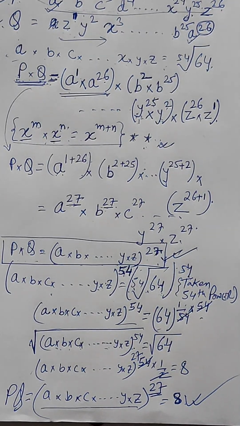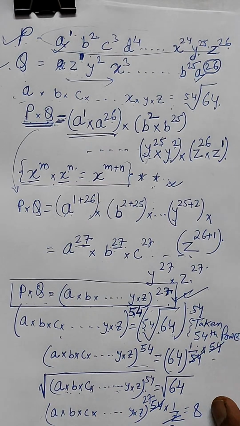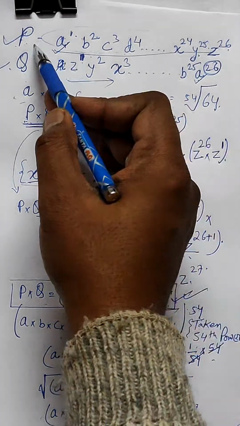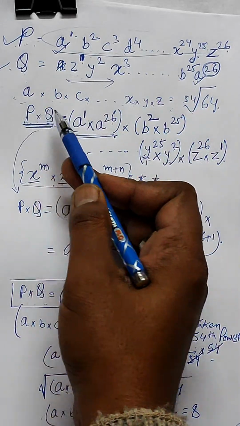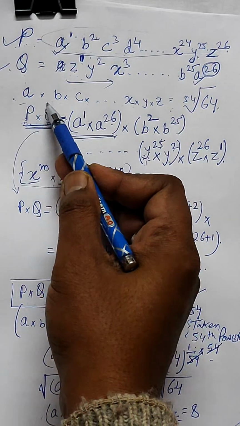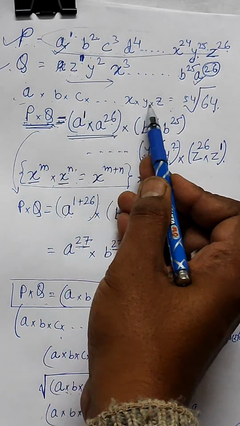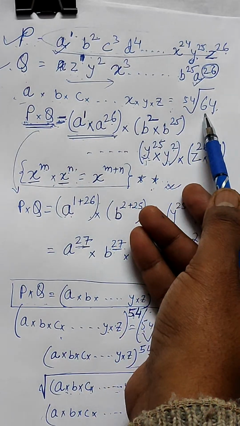Now I will explain this question again. I hope you understood it, right? So the value of P is given like this, Q is given as this, and we have to find the product of P and Q when another condition is given: A cross B cross all the alphabets multiplied together will be having 54th root of 64, right?